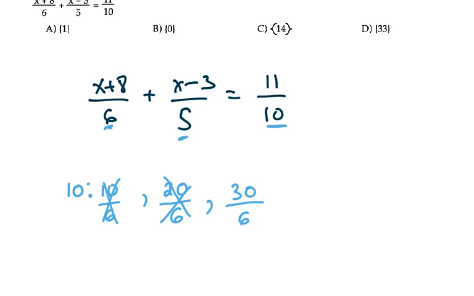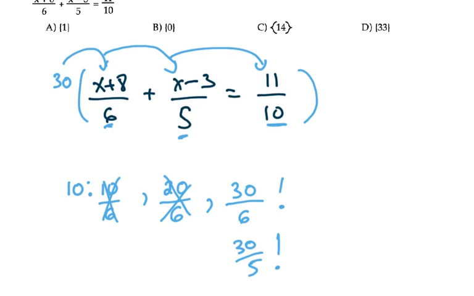Let's go to the next one. 30. Can 6 go into 30 evenly? Aha, that's true. Right? So then we check with the next number, which is 5. Does 30 divided by 5 work? Aha, it does. It's 6. So that is our number. We're going to use 30. So we're going to multiply everything through by 30.